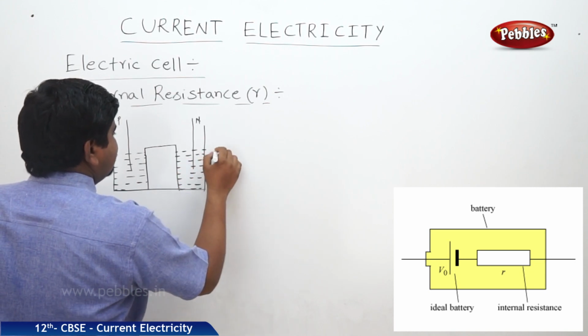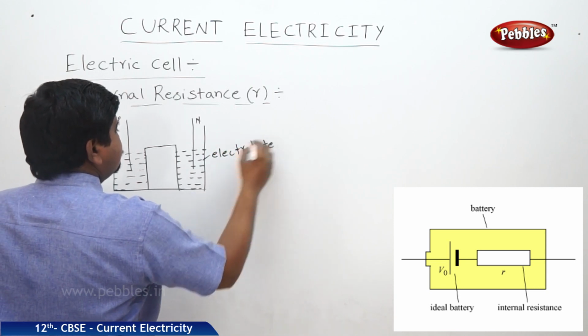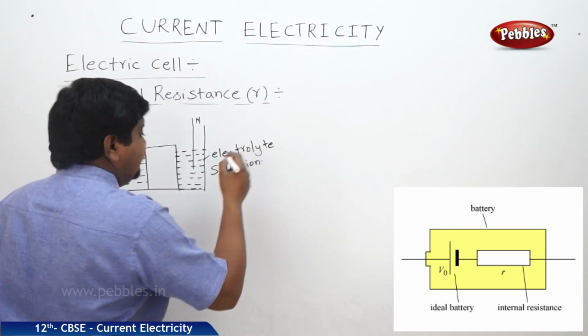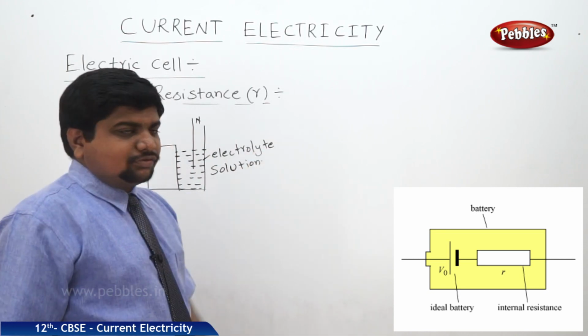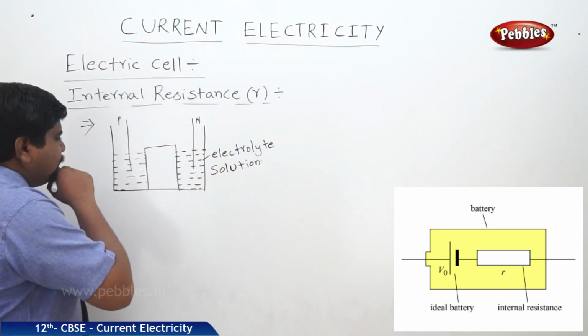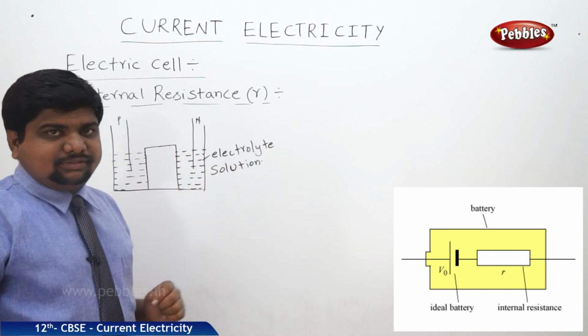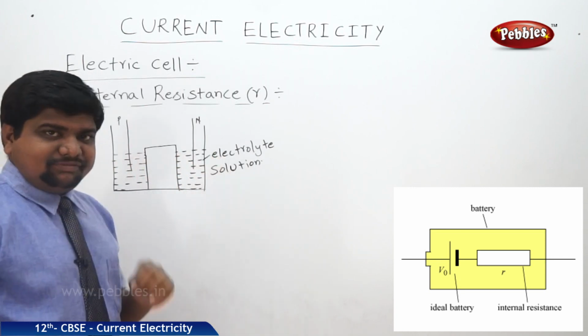These dots represent the electrolyte solution. Initially I mentioned this electrolyte solution is mostly acid, that is H2SO4. Now, whenever the potential difference of a real source is not equal to its EMF.